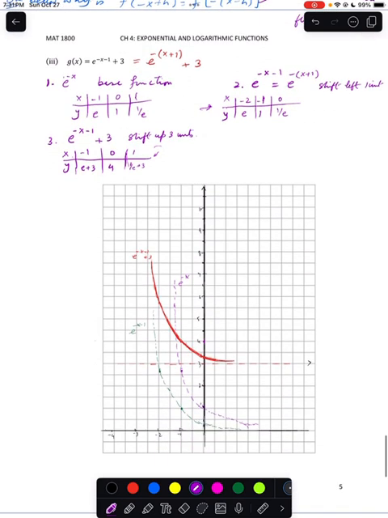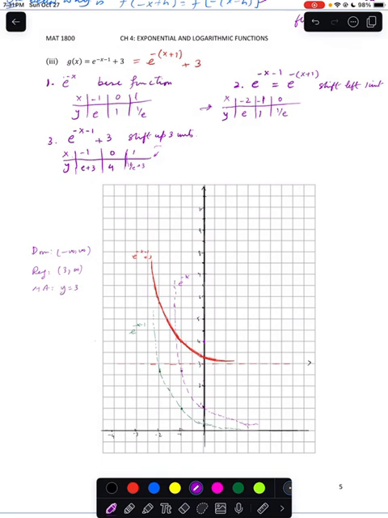Remember to shift the horizontal asymptote. Now if I want to write the domain, it is going to be negative infinity to infinity. The range will be 3 to infinity. And the horizontal asymptote will be y equals 3.